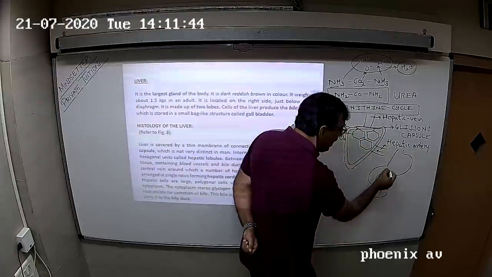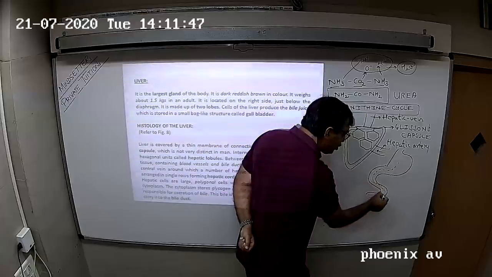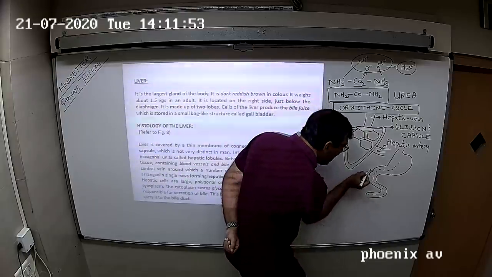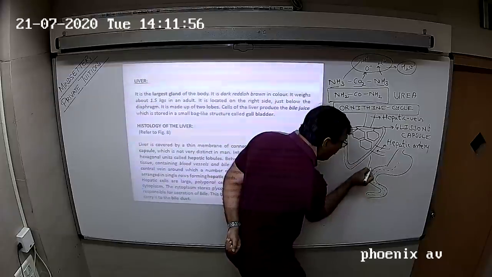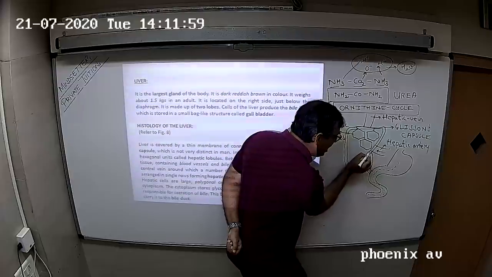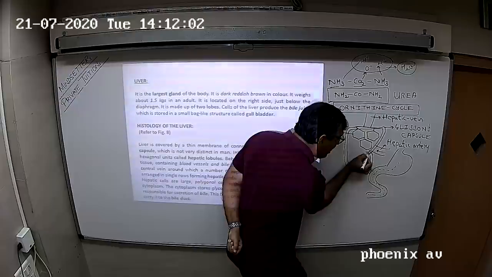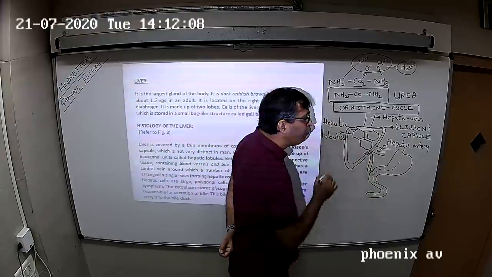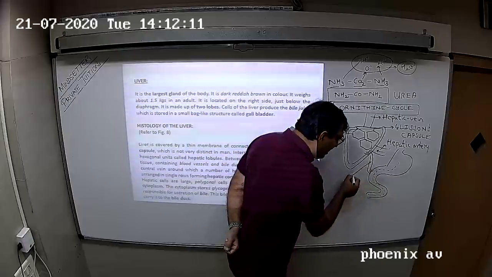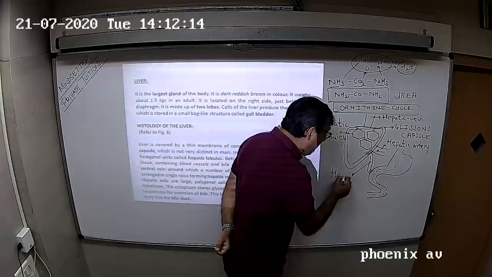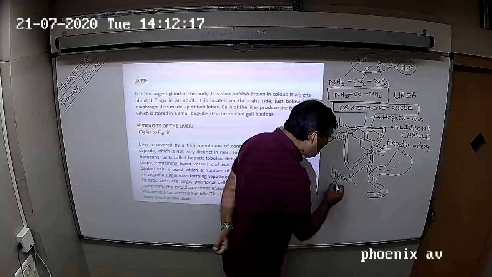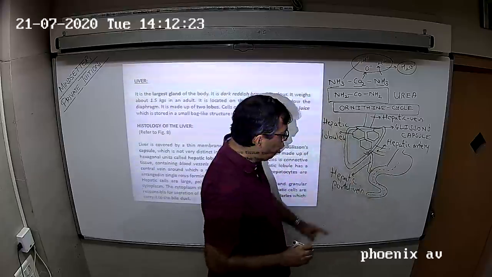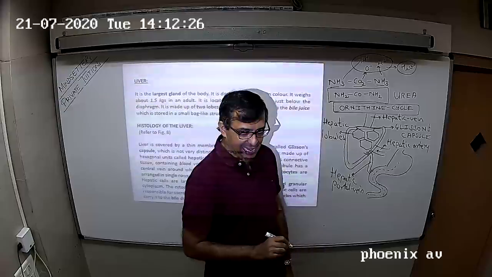And whatever food is digested in the intestine is absorbed by capillaries, and capillaries unite to form a vessel, and that vessel enters the liver and again forms capillaries and releases all the digested food in the liver. Such a vessel is called the hepatic portal vessel. What is that called? A hepatic portal vessel, or hepatic portal vein.